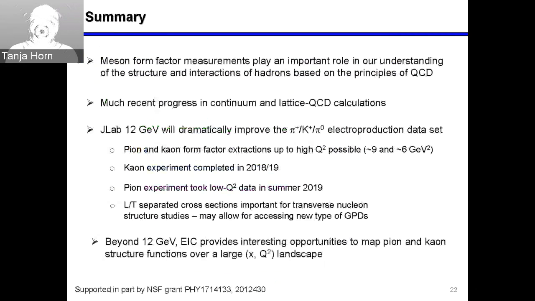Okay, just to summarize, I discussed here the meson form factor measurements. They have been of great interest recently, as I've shown in terms of many publications over the years. There's renewed interest in terms of the understanding of light hadron masses and the basic principles of QCD. There's been much progress in theory on continuum and lattice QCD calculations. And then, of course, right now ongoing are measurements at 12 GeV JLab that should already quite dramatically improve the data sets for pion and kaon electroproduction. I mentioned that extractions are possible for pions and kaons up to 9 and about 6 GeV squared. The kaon experiment is completed and under analysis. The pion experiment took some low Q squared data last summer and is scheduled for taking more next year. And then beyond all of this at JLab 12 GeV, the EIC will provide additional interesting opportunities to map pion and kaon structure functions and, of course, the meson form factors.